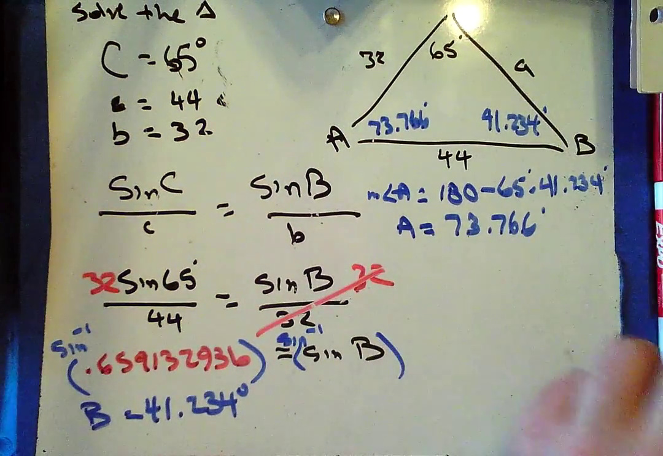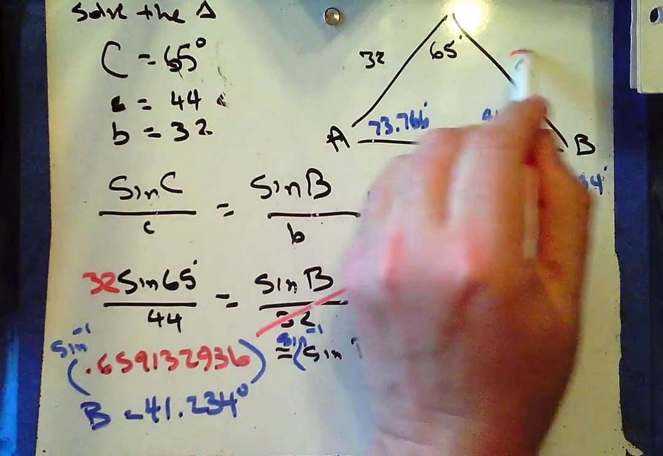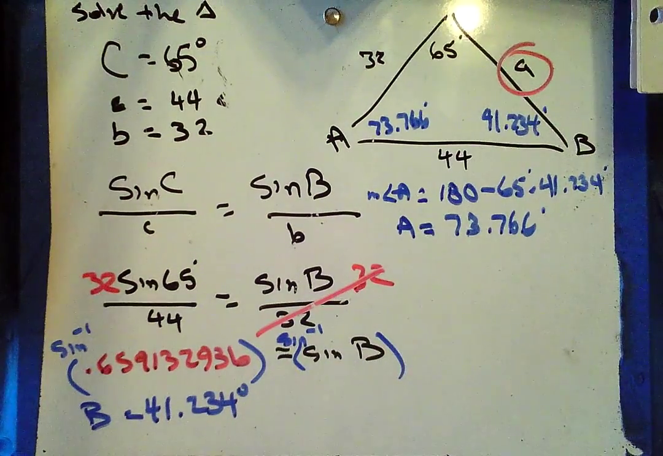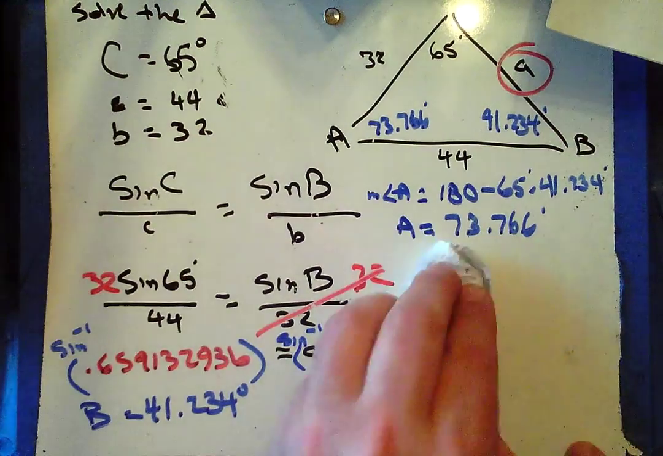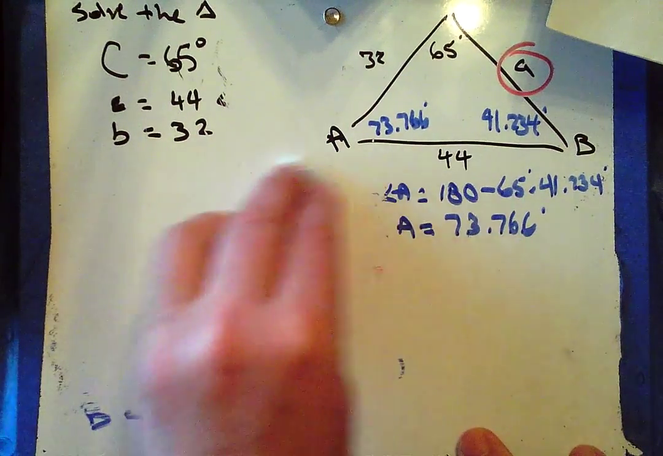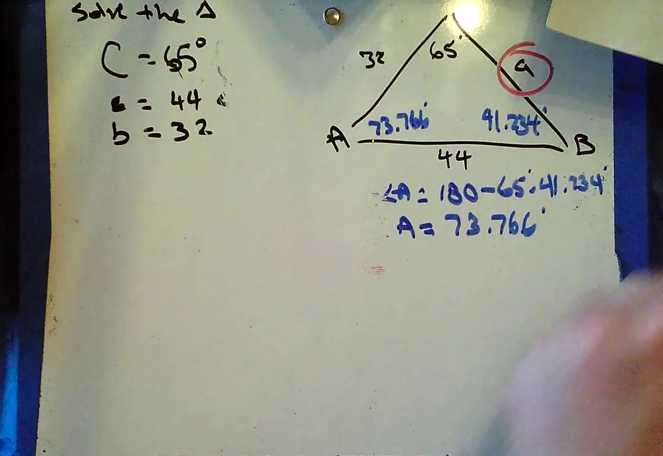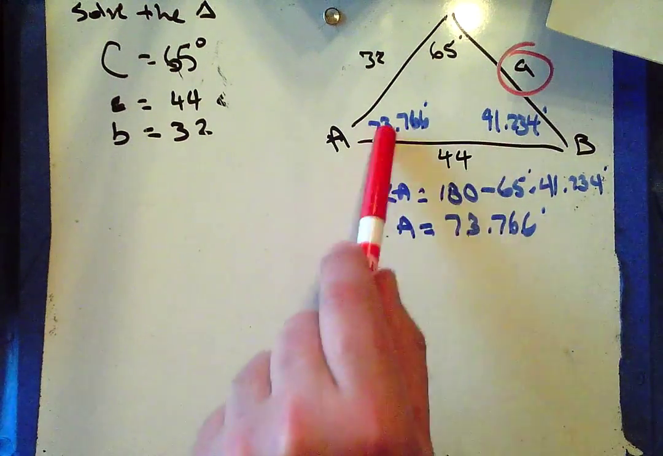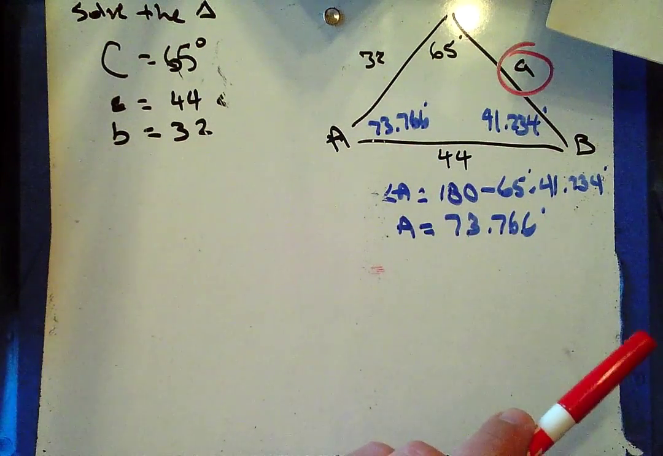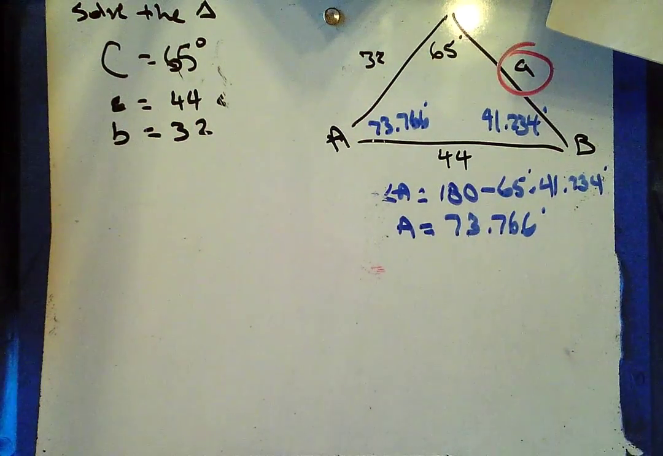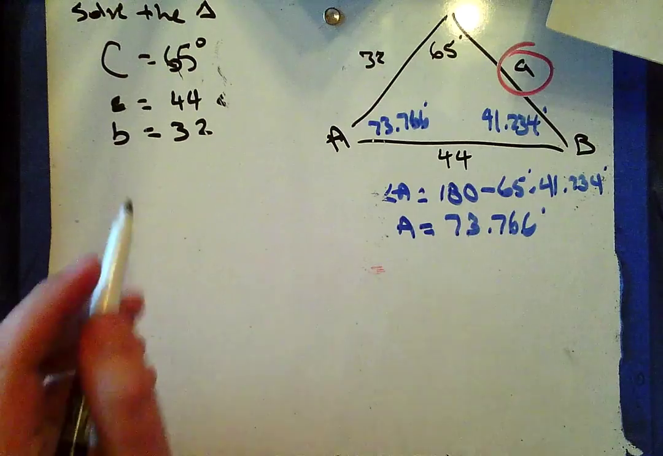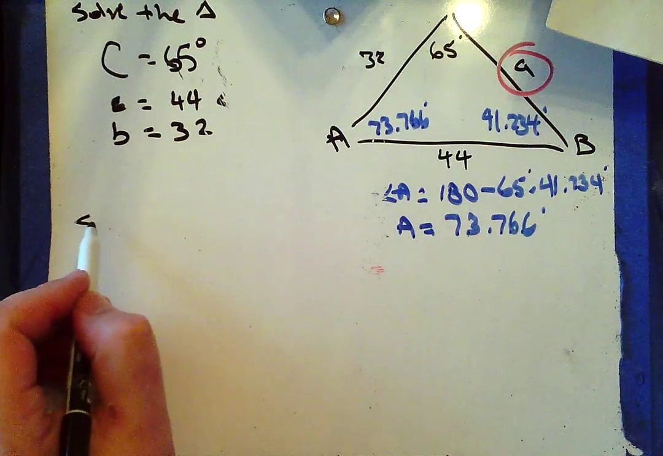The only thing we still have to find is side A. Now, remember, we can't use the Pythagorean theorem here because this isn't a right triangle. So rather than reach for the Pythagorean theorem, I'm going to reach for the law of sines again. But this time, I'm going to use A as part of that law of sines. And I'm going to use the given side angle pair. I find that cuts down on mistakes when I do this.